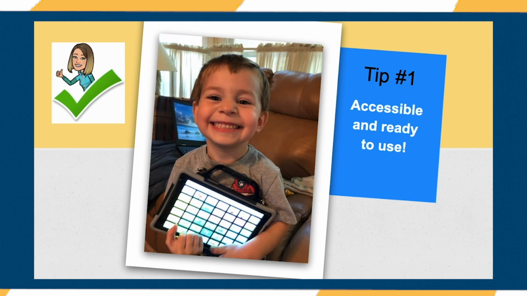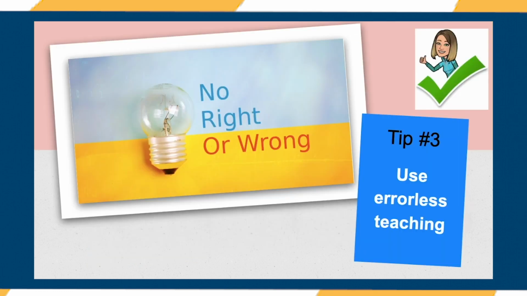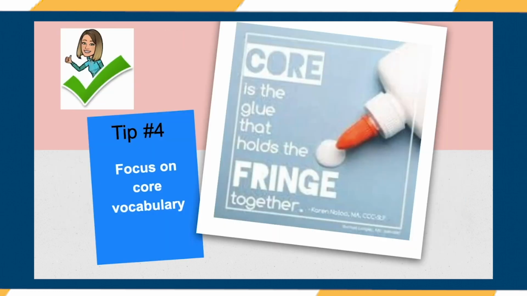Tip number one is always have the preferred mode of communication accessible and ready to use. Tip number two, don't forget the importance of modeling. Kids have to be taught to use their system in meaningful, everyday situations. Tip number three, use errorless teaching. This will ensure the user will always respond correctly, making communication a positive and powerful experience. Tip number four, focus on core vocabulary to allow for more flexibility and understanding of words across various settings.